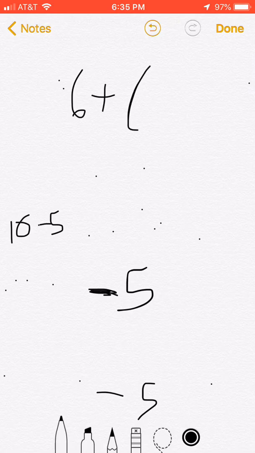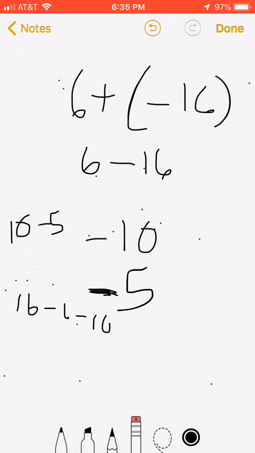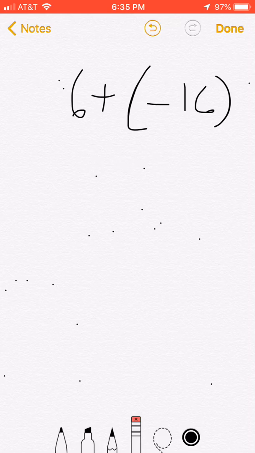6 plus negative 16. 6 minus 16. 16 minus 6 is 10. The answer is negative 10. And it works. So that's a quick and easy trick to do it. I'll show you 2 more examples if you still don't get it.